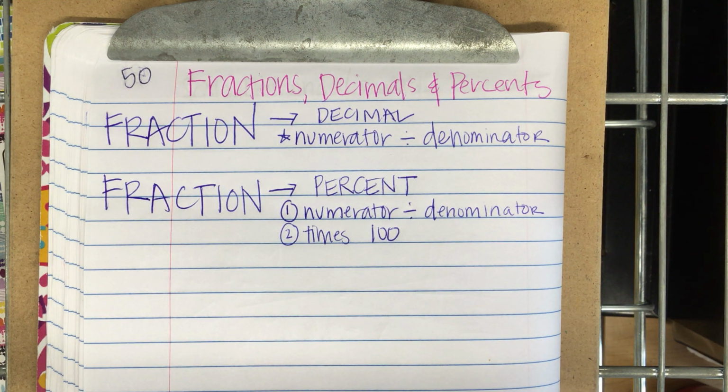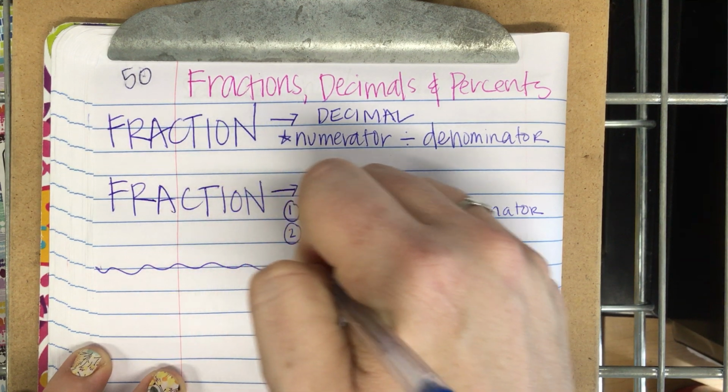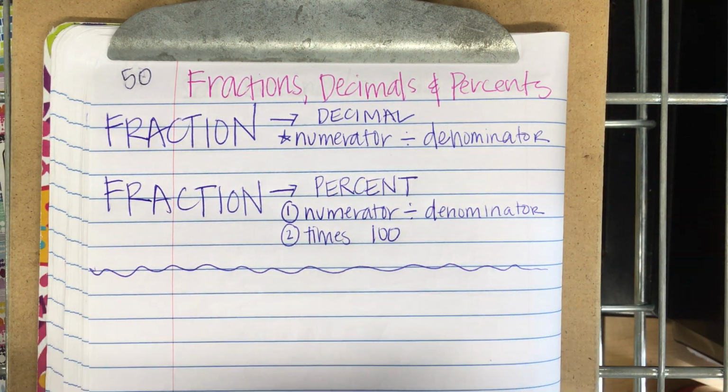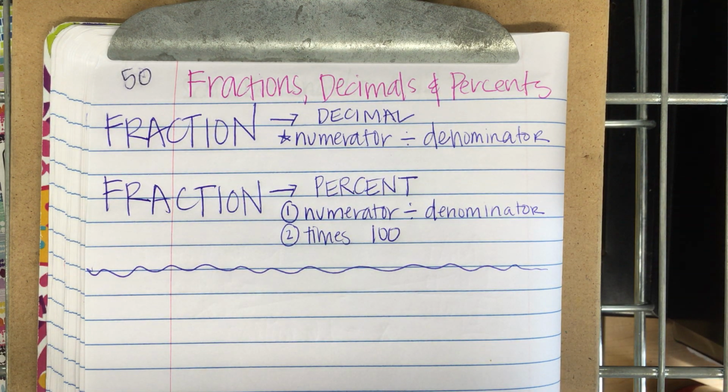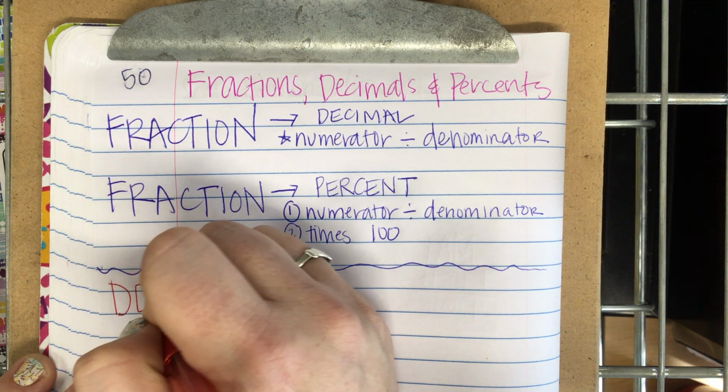So you can convert a fraction to a decimal, and you can convert a fraction to a percent. If you start out with a fraction, you can get to both of these things. Let's go with, what if I have a decimal?